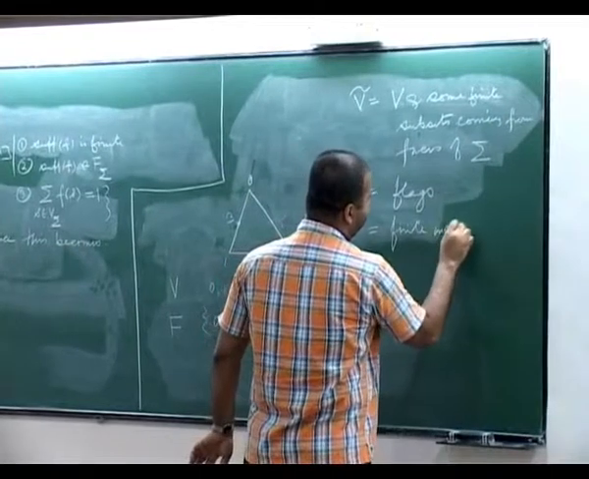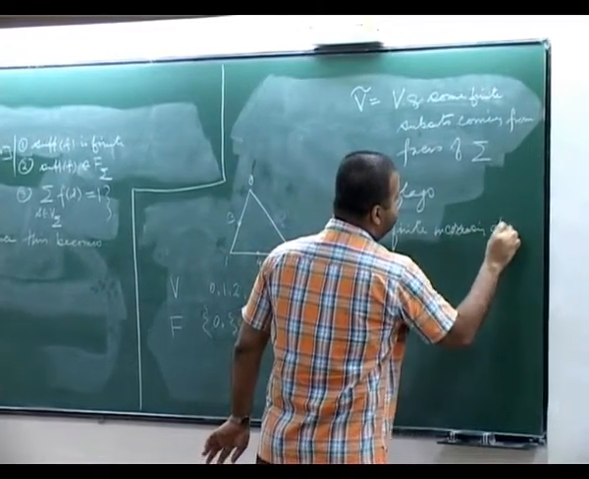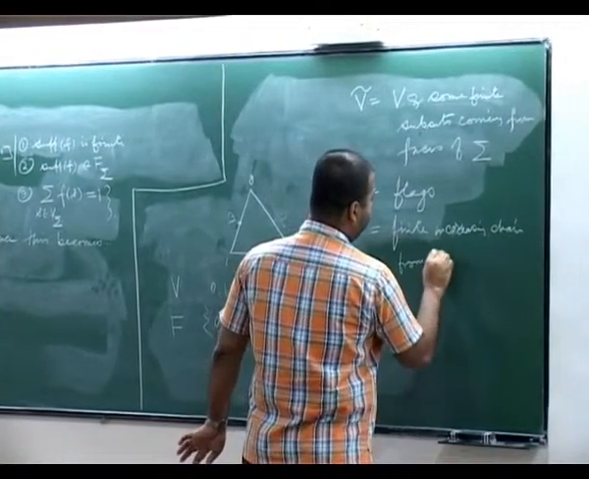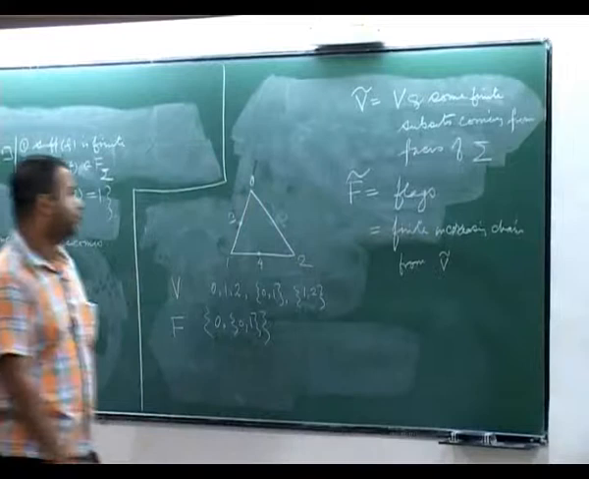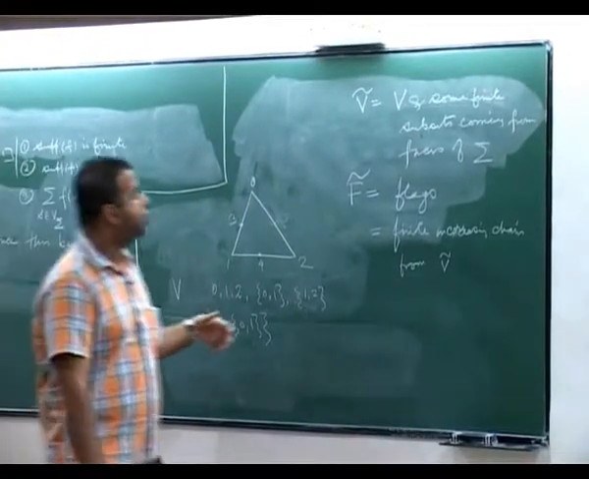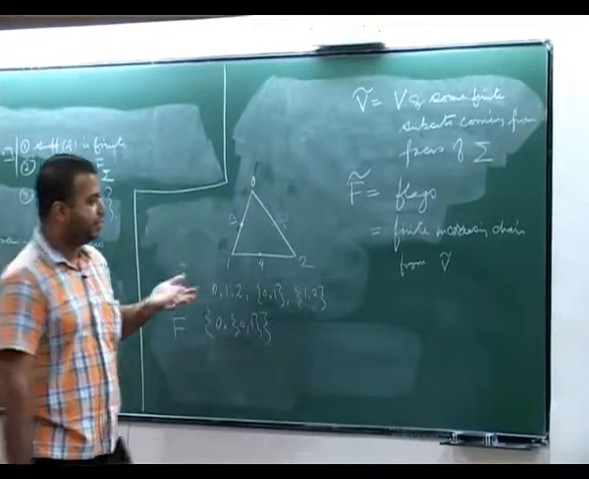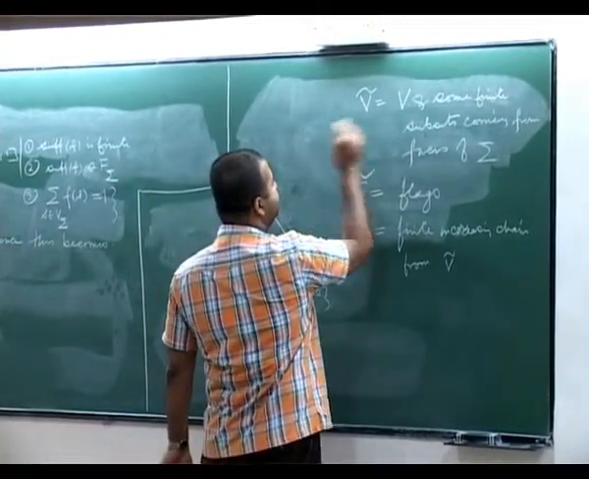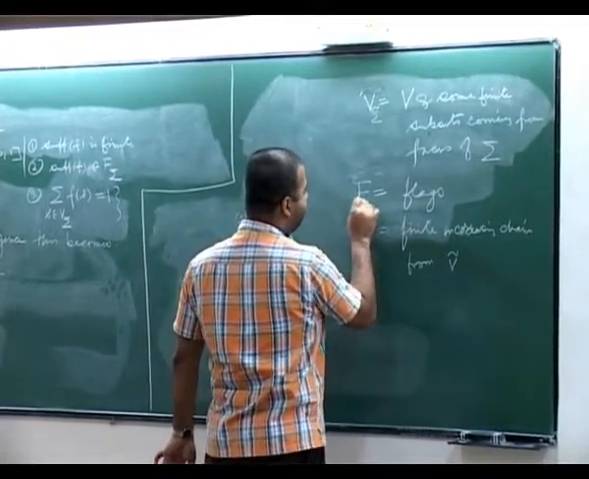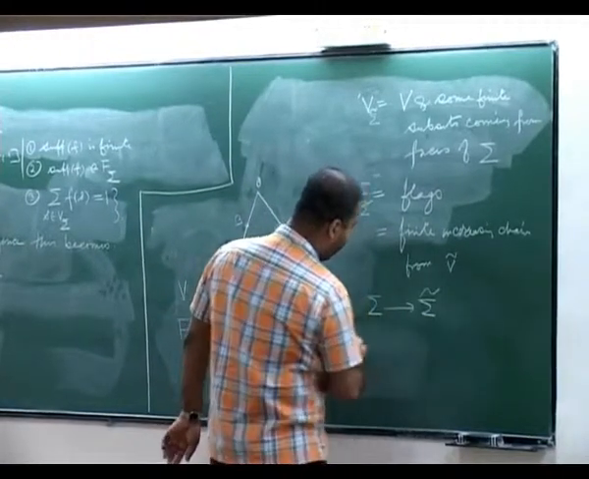Flags means finite increasing chains from B tilde. So this procedure of passage, let us call these things maybe sigma tilde. So this passage sigma to sigma tilde is called a subdivision.